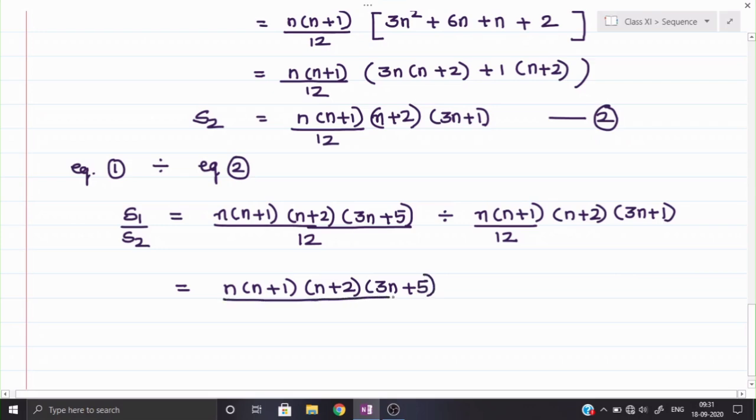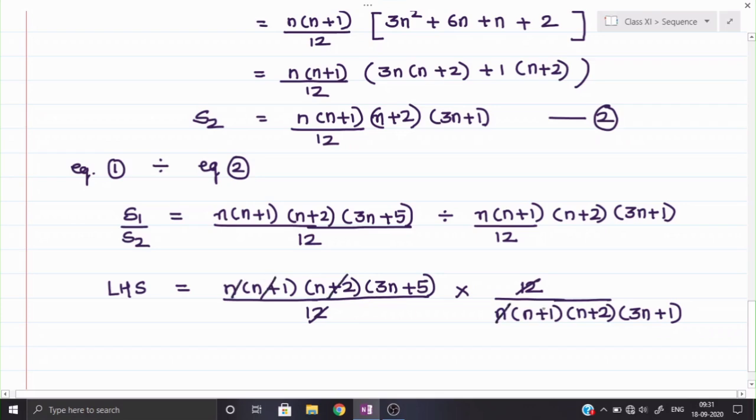Okay, upon 12, and this one we can denote it by the left hand side because it is LHS only, and the divide sign I am converting into multiplication. So 12 will go up and the terms will go down of numerator: n into n plus 1, n plus 2 into 3n plus 1. Okay, now observe. 12 cancel, n plus 1 and n plus 2.